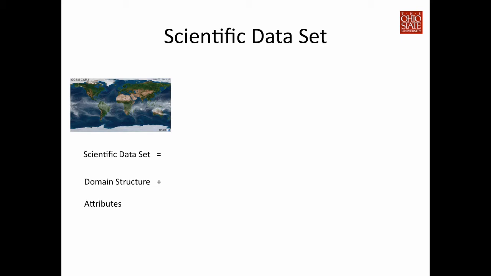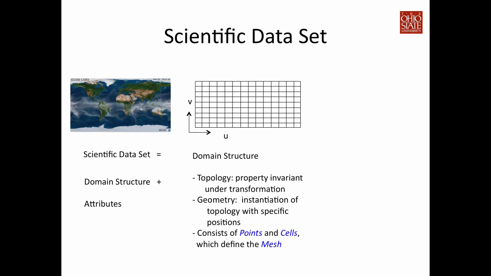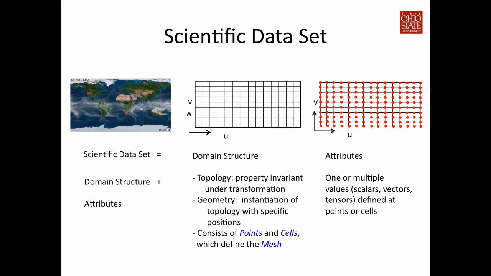Now, let's look at the format of scientific datasets more closely, which is described by the scientific data model. A scientific dataset can be divided into its domain structure and attributes. The domain structure is about how we discretize the space, that is, the location of the sample points and how the sample points are connected together. The positions of the sample points are the geometric property of the data, while the relationship among the points is the topology of the data.